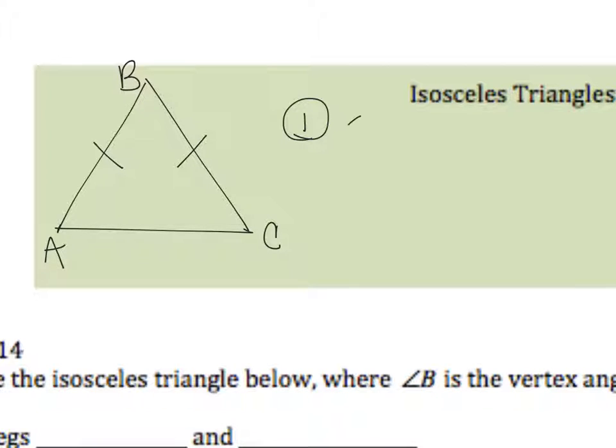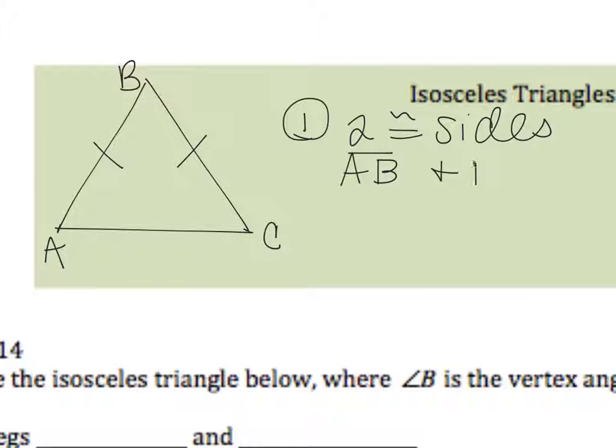Number one, you have two congruent sides. In this case, it's AB and BC. These are called legs. Okay, so if I say, here's isosceles triangle ABC, and AB and BC are the legs, if they're legs, then you know that they're congruent.